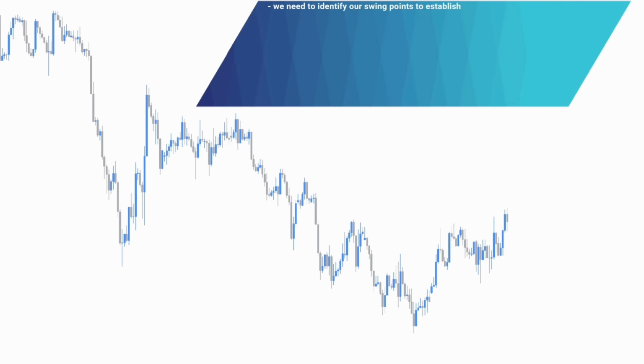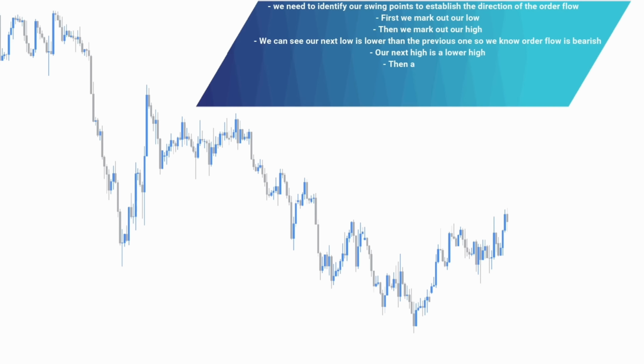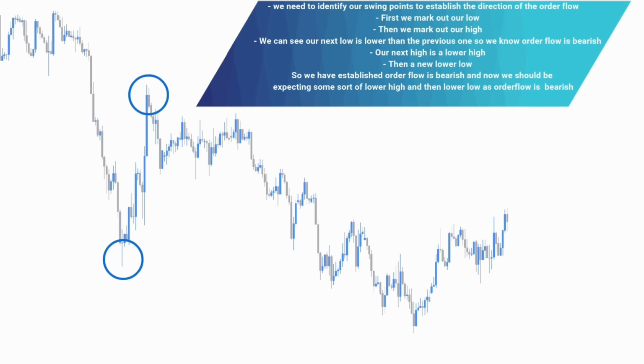We need to identify our swing points to establish the direction of the order flow. First, we mark out our swing low. Then we mark out our swing high. We can see our next swing low is lower than the previous one, so we know order flow is bearish. Our next swing high is a lower high. Then our next swing low is a lower low. So we have established order flow is bearish, and now should be expecting some sort of lower high and then a new lower low as order flow is bearish.